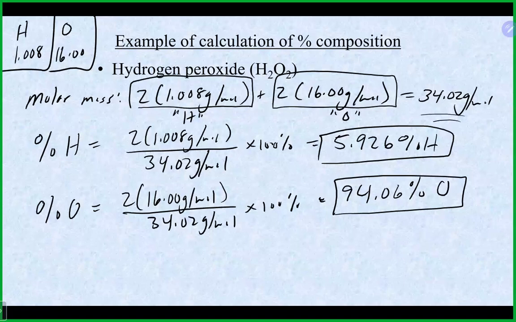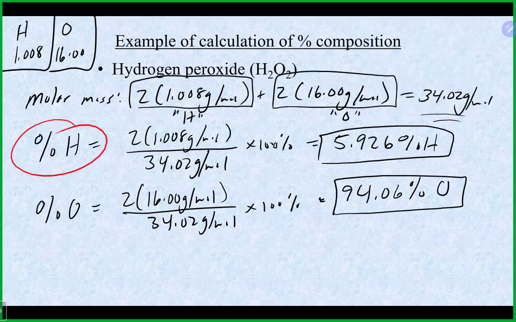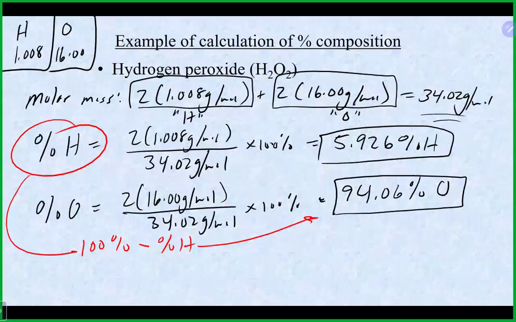By the way, because these are the only 2 elements in this compound, once you actually calculated this guy, alternatively, you could just go 100% minus the percent of hydrogen, and that would get you there. Again, with rounding, it might be slightly different, but in the ballpark, you could get it as well since that's the only one left. Any questions on that there?